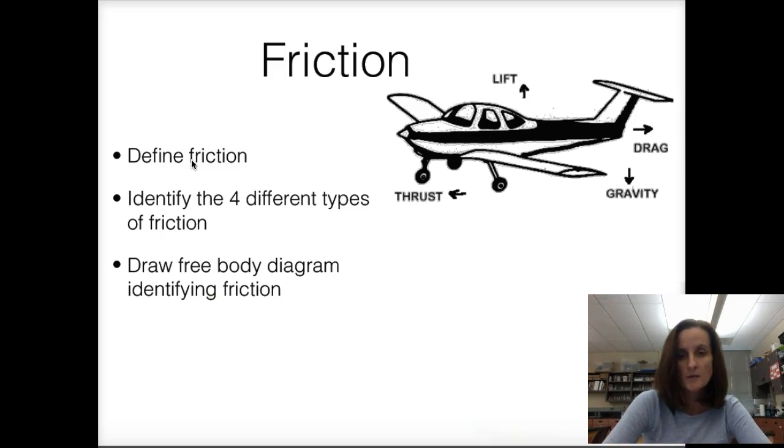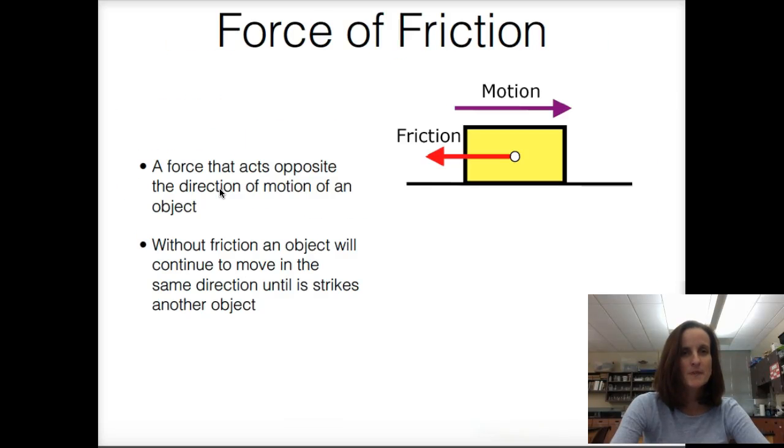And anytime we had an object in motion and we drew our free body diagram, we also had to identify the force that acts in opposition to that motion, which is friction. So I'm going to caution you, my slides are a little backwards, and so I might have to skip one and come back. So be patient with me. There we go. So the definition.